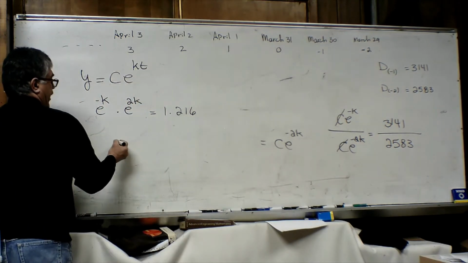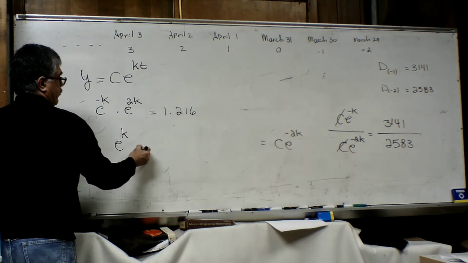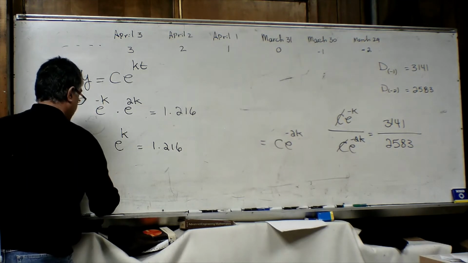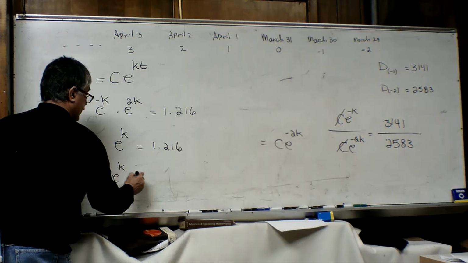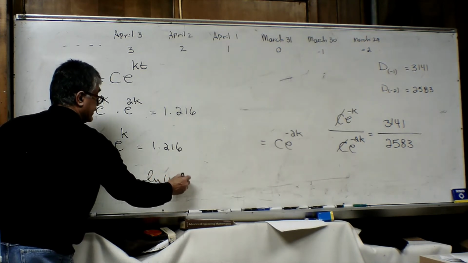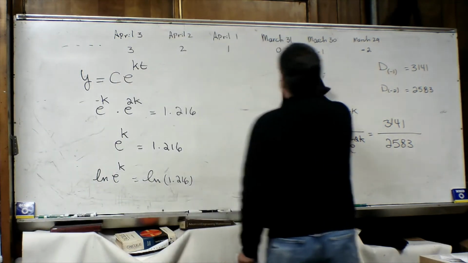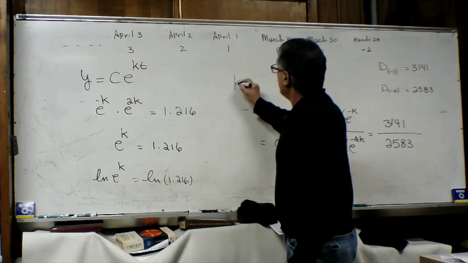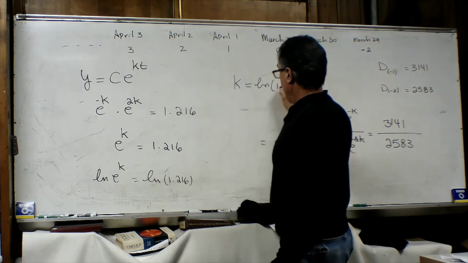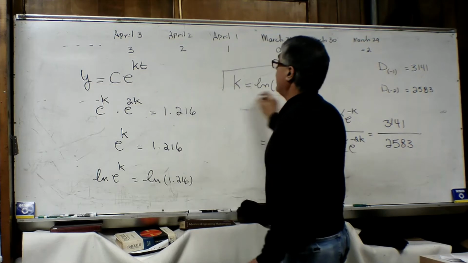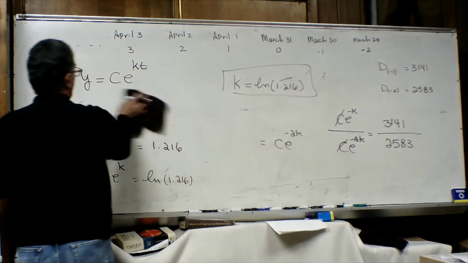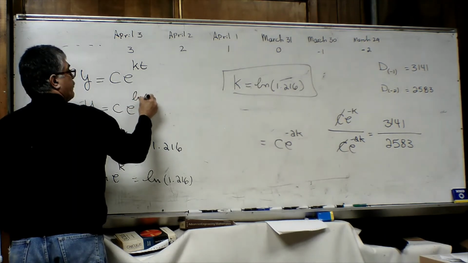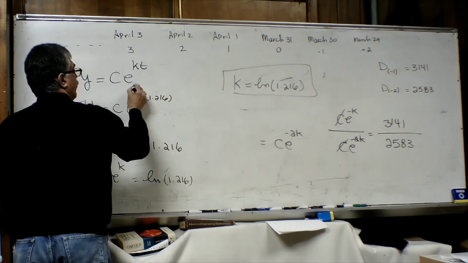So on the left side, we have e to the power k is equal to 1.216. If we take the natural log of both sides, we are going to have natural log of e to the power k is equal to the natural log of 1.216. The natural log of e to the power k is equal to k. So k will be equal to the natural log of 1.216. So this is our value for k. So our equation so far is y is equal to c e to the power natural log of 1.216 multiplied by time.